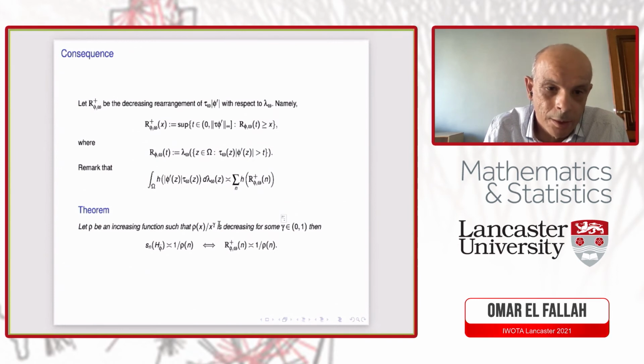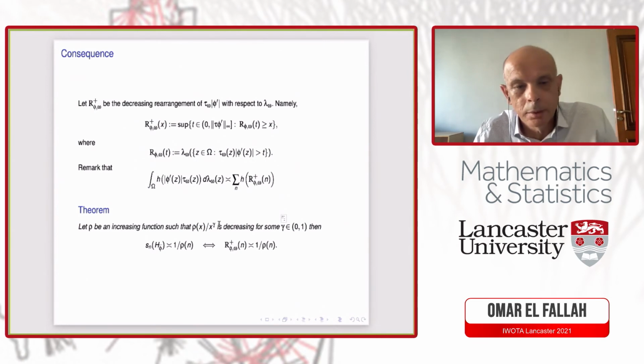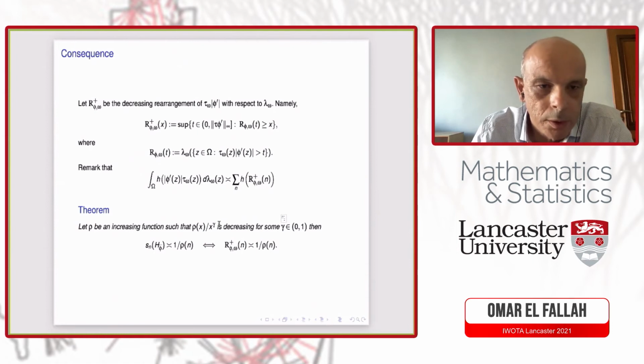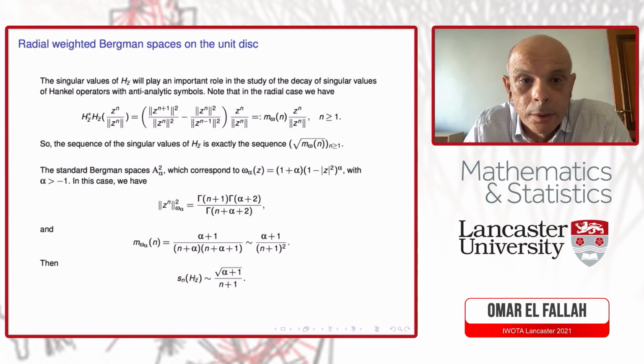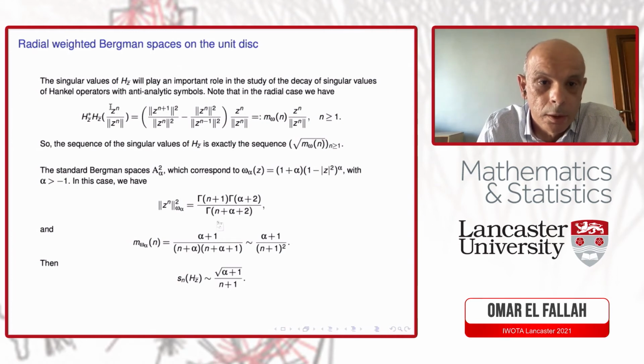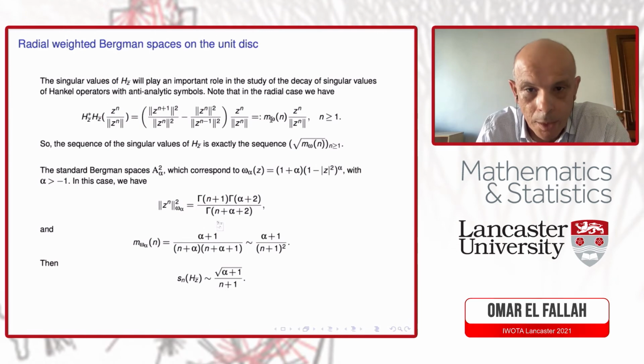I recall that for at least the standard Bergman space there is a cutoff for p equal 1. Okay, so now we will consider some concrete examples. I will consider the case of radial weight. For the radial weight, I mentioned that Zn is an orthogonal basis. One can calculate explicitly this quantity. So that means that the root square of m omega n is exactly the singular values of h z bar.